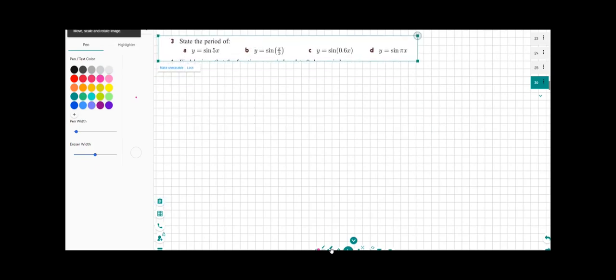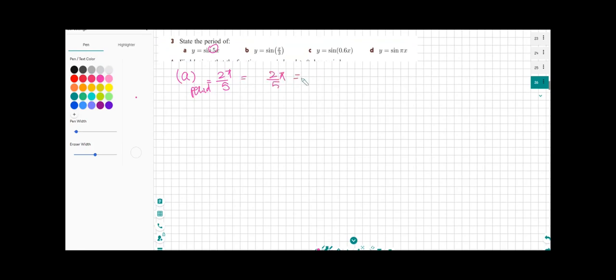How to get the period? We have done it in the previous part. You can see this 5, just divide 2 pi by 5, right? So this will be the period. So what I get is 2 over 5 pi or 0.4 pi, or we can convert into degrees as well. 0.4 times 180 degrees, clear? So it will be 72 degrees, right? Okay. What about this?